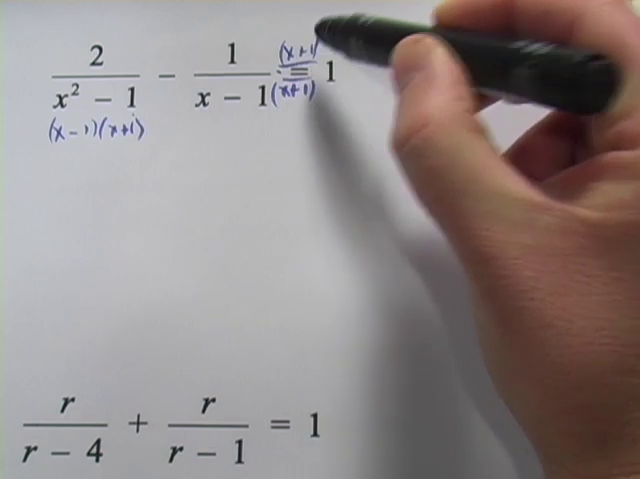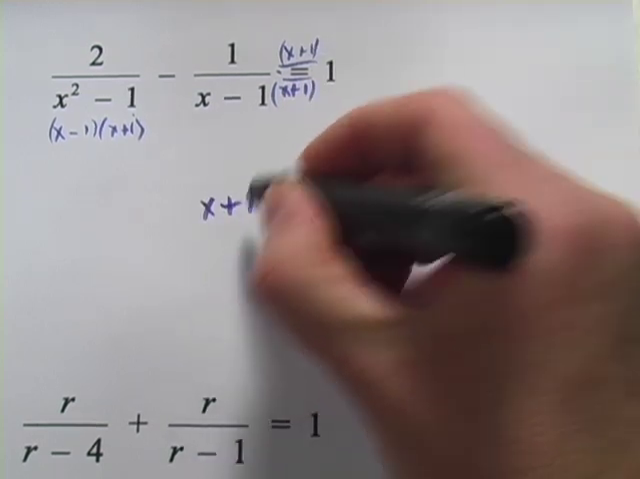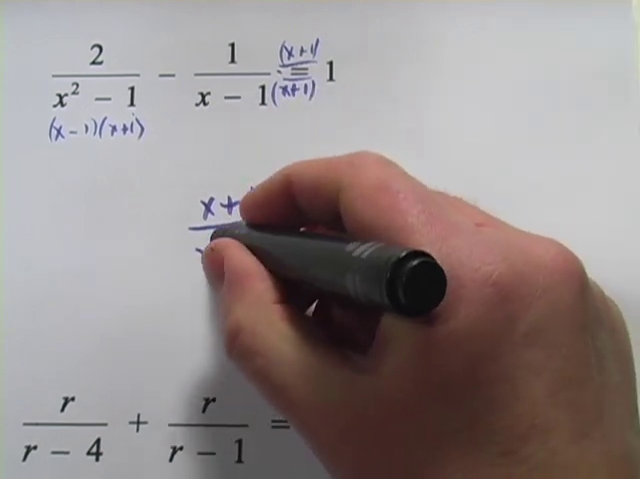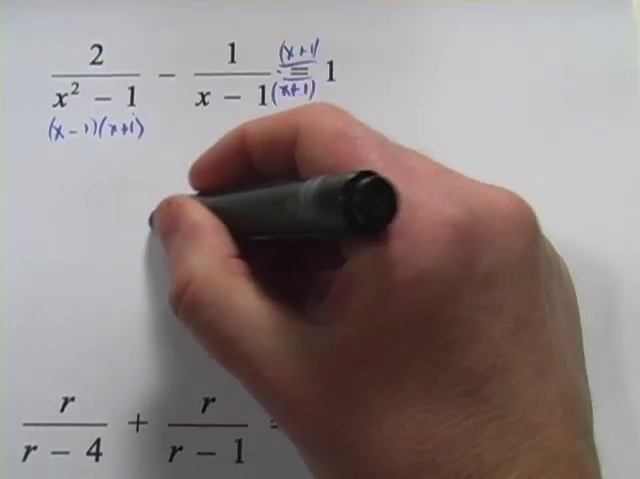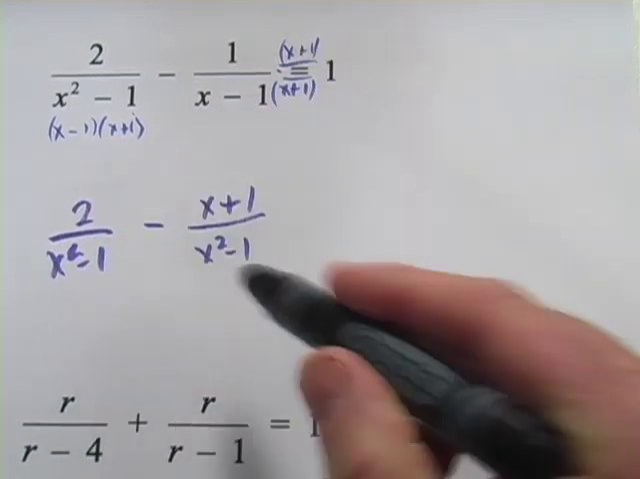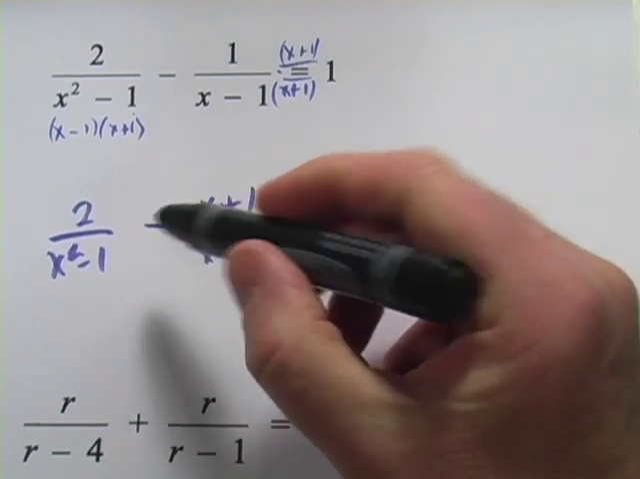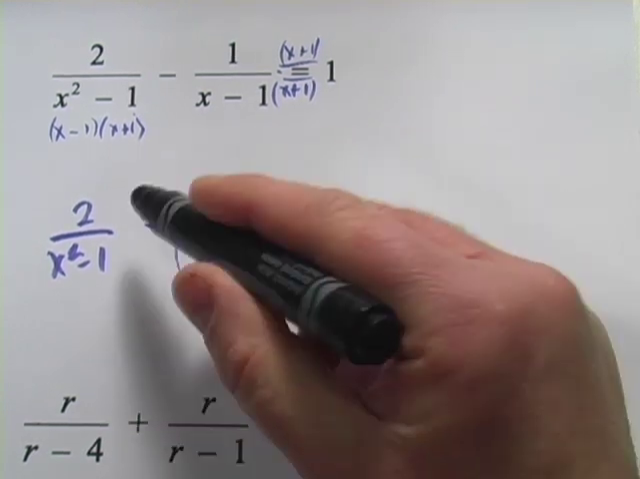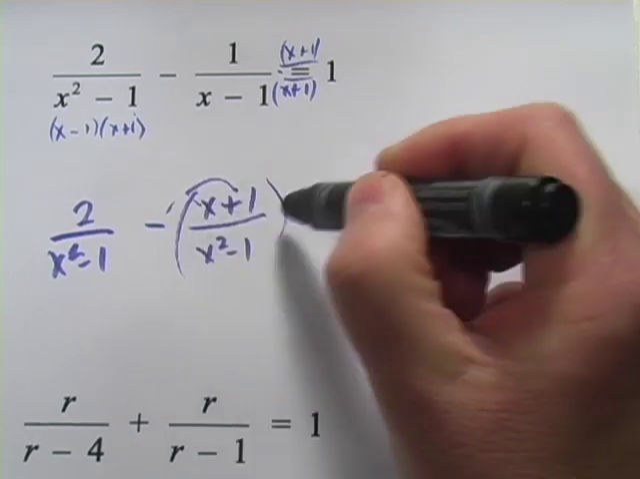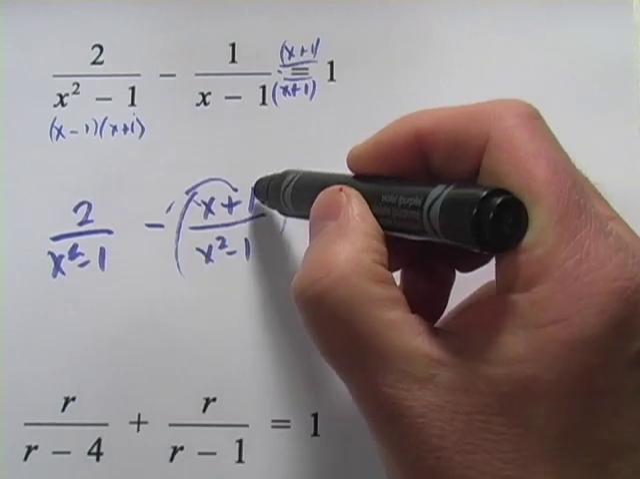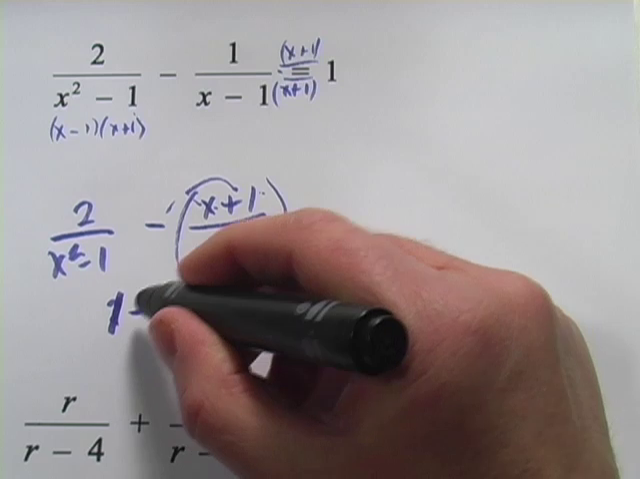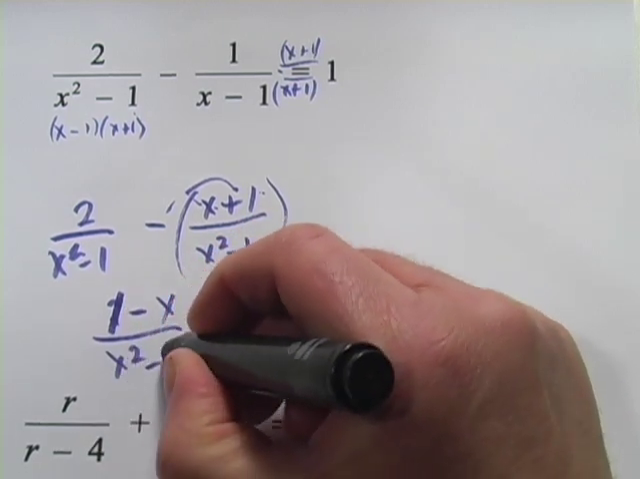So if I multiply across the top here, I get x plus 1. On the bottom, I'm going to get x minus 1 times x plus 1. Well, that's x squared minus 1. And now I can do my subtraction because the denominators are the same. Now, the thing I have to remember here is that I'm subtracting this whole thing, so it's like I distribute the negative sign and then add. So that's a minus x and a minus 1. 2 minus 1 is 1, and the minus x is a minus x. So we have 1 minus x over x squared minus 1.